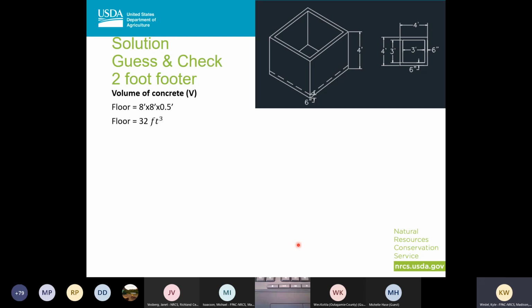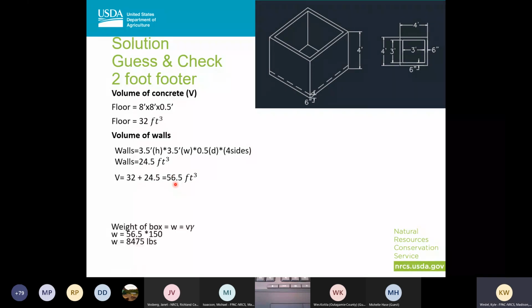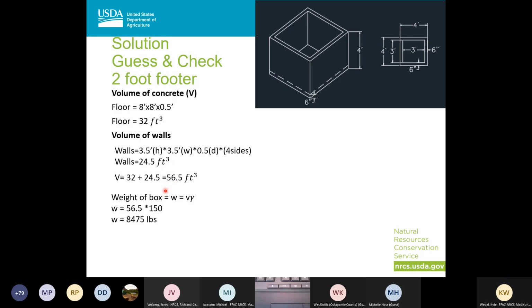And again, I'm going to start by finding my volume of concrete. So this time I'm going to be 2 feet out on each side. So I'm going to have 8 feet by 8 feet. And then I'm going to be that 6 inches thick. I'm going to come up with 32 feet cubed. I'm going to find the volume of walls, which is going to be the same as the previous. So I'm going to end up with 3.5 feet by 3.5 by 6 inches by 4 sides. Add those two together, I'm going to get 56.5 cubic feet. So for the weight of my box, I'm going to multiply my 56.5 by 150 and get 8,475 pounds.